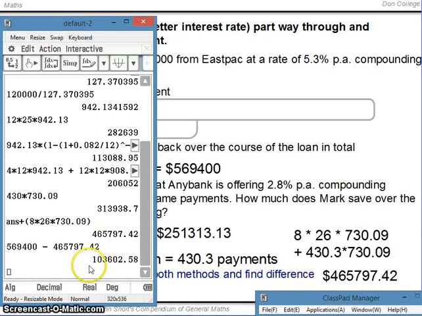Here you can see the difference is $100,000. So the original 5.3% payment, $569,400. Then we recalculated by saying, okay, he paid that rate for 8 years, then he paid a new rate which shortened the amount of time, and he kept the same repayment amount, and that totaled $465,797. So a difference of $103,602.58.